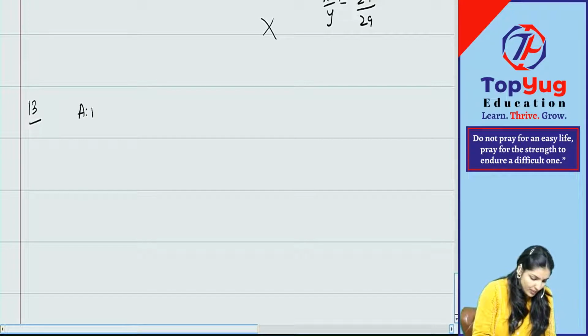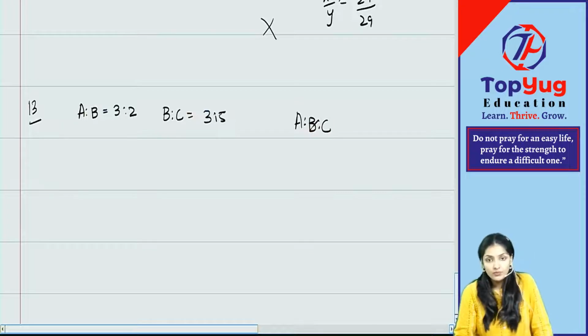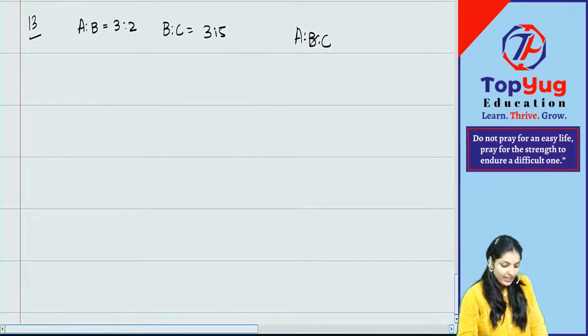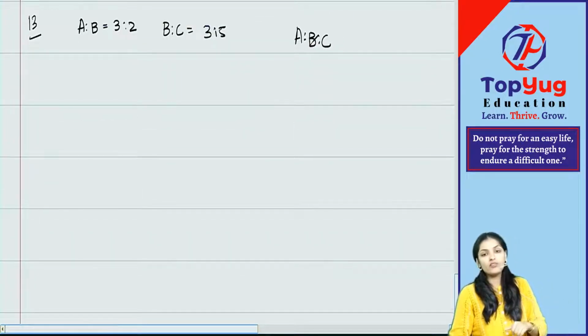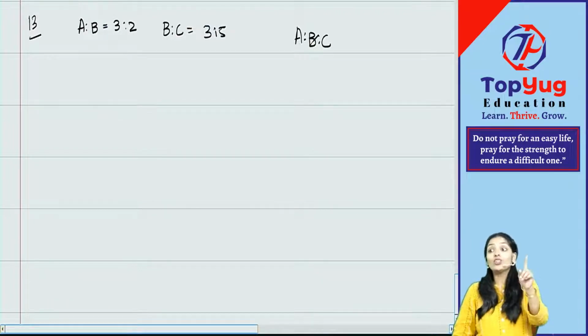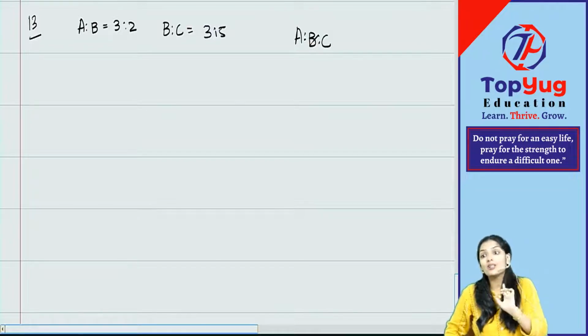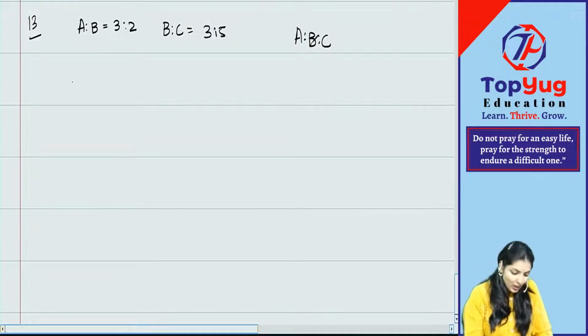So A is to B is equal to 3 is to 2. B is to C is equal to 3 is to 5. A is to B is to C. Now tell me, can I directly write 3 is to 2 is to 5? Are the Bs the same over there? Here B is 2 in the first ratio and B is 3 in the second ratio. So yesterday I told you something: you can equate only if the terms are the same. Right? So how will we do it?